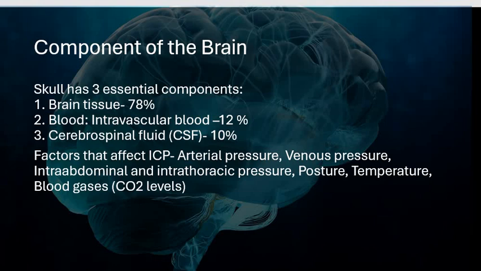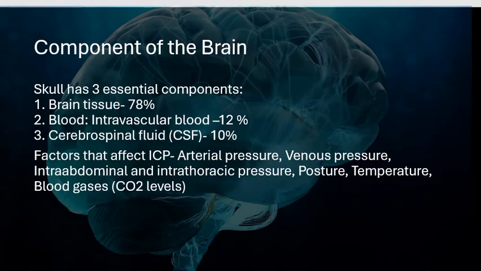Before we talk about that, we have to start our topic with the brain and the different components of the brain. So our skull has three essential components, which are your brain tissue, blood, and cerebrospinal fluid. The easy way to remember is to think of the blood-brain barrier. Blood, for intravascular blood, consists of 12%, and then you have your cerebrospinal fluid, which consists of 10%, that's your barrier, and your brain tissue, which is your brain, consists of 28%.